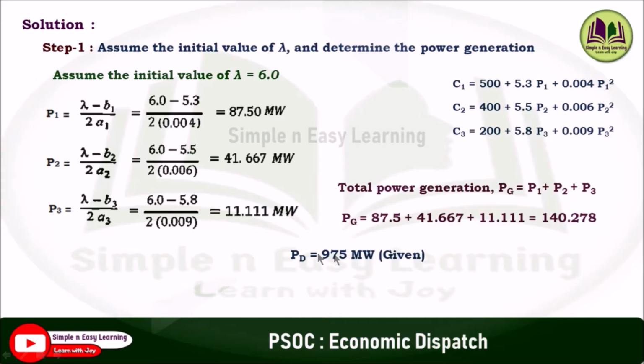megawatt. But the demand given in the problem is 975 megawatt. So the error will be del P equal to demand minus generation. Demand is 975 minus generation. The total generation is 140.278. So the error value will be 834.722 megawatt.